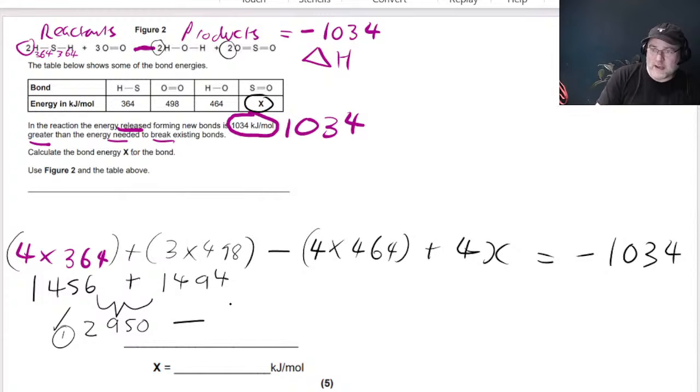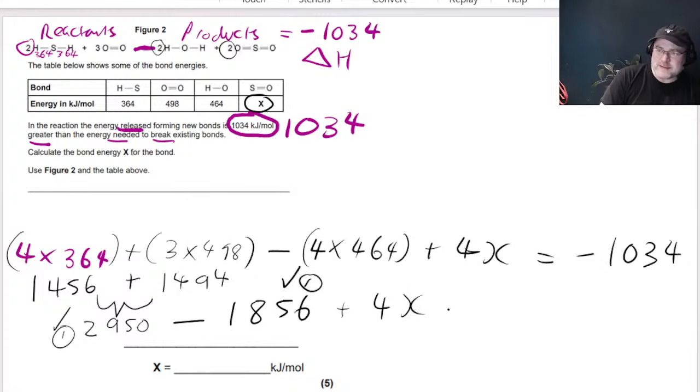So we're then going to minus 1856. That's that there. That is probably going to be a mark on the mark scheme. So just doing 4 times 464. And then I want to plus that to 4x, and then equals minus 1034.